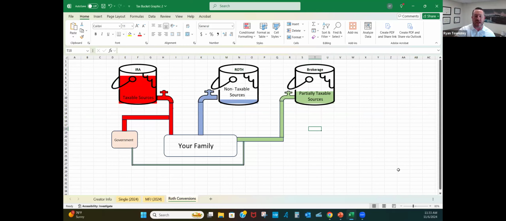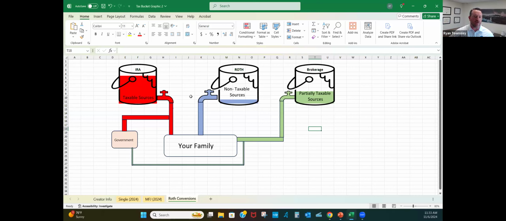And I was talking about that tax diversity. It means your IRA is fully taxable. That's why you have this diversion over to the government. Your Roth is non-taxable, so it goes straight to you. And then you have your brokerage, which is partially taxable, so you have this small line that goes over to the government. That's because of capital gains and things like that, right?